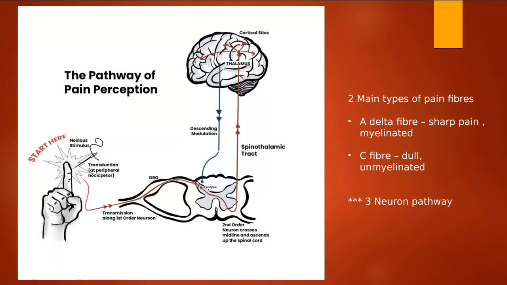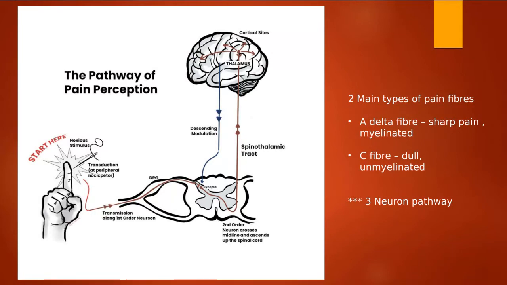So the first neuron synapses with the second neuron, and the second neuron crosses over to the other side of the spinal cord and sends the pain signal right up to the thalamus. And at the thalamus, you've got your second neuron that synapses with the third neuron. And the third neuron, once it receives that pain signal, sends the signal to the somatosensory cortex. So that's basically the whole process of how the brain perceives pain.